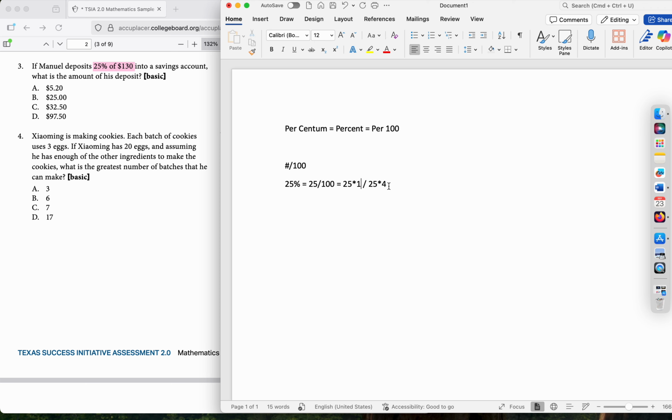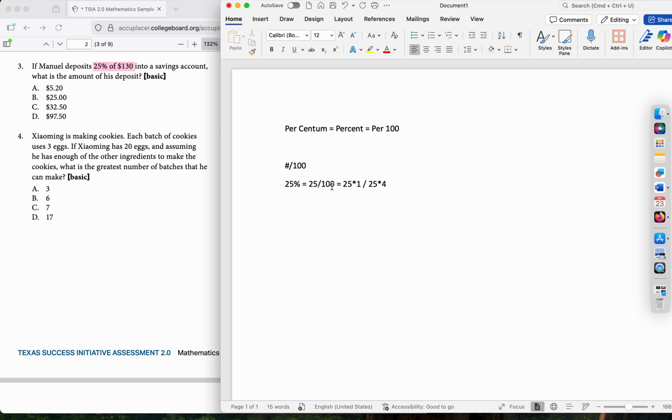What I'm trying to do is find some number that both this number up here and this number down here have in common so that I can reduce it. And so when these 25s cancel out, right, they go away because 25 divided by 25 is just 1. I'm left with the fraction 1 over 4.